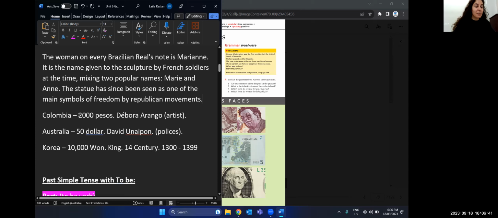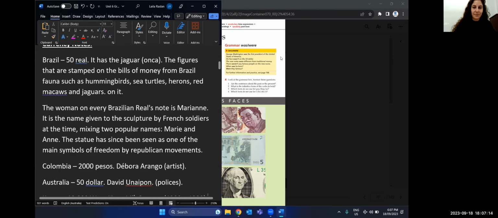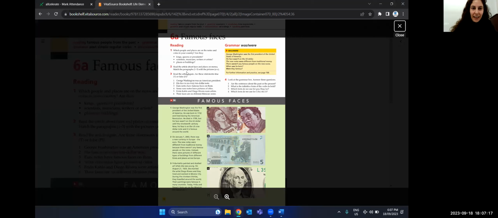I know that in Colombia, the 2,000 pesos has an artist. Her name is Deborah Arango. Did you guys know that? In Korea, the 10,000 won has a king who served in the 14th century. So remember the 14th century, which is the years 1300 to 1399. So amazing to share that. Different countries, different notes. Okay, good. Let's look at the article.